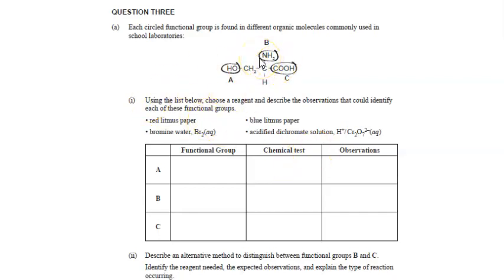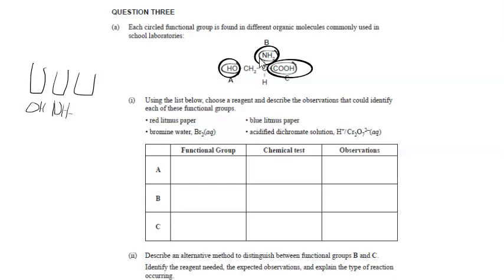So we've got here three functional groups. We've got an alcohol group, we have an amine group, and we have a carboxylic acid group. And we need to be able to identify, if we had three solutions, one was an alcohol, one was an amine, and one was a carboxylic acid, how would we know which one is which? How could we use an identification technique to work those out?